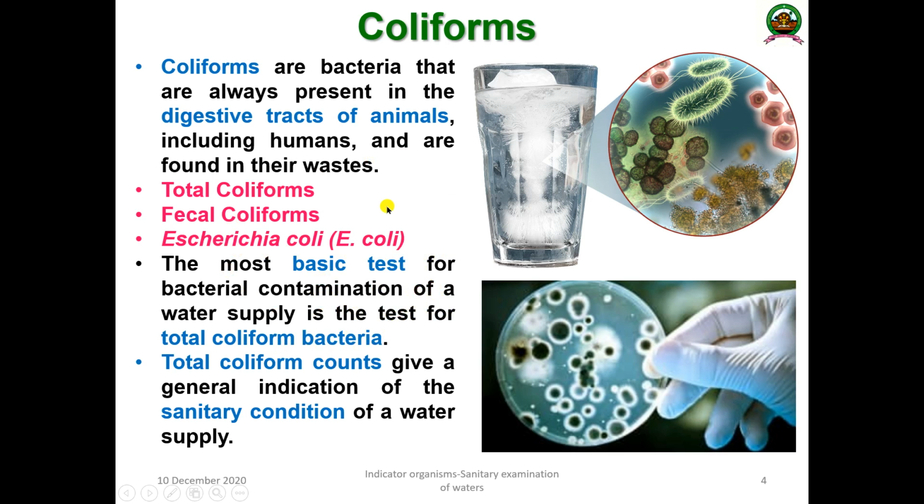That is what I told you. So in order to check that the water is of good quality, what you need to do is count the total coliform bacteria present in the sample. This total coliform count gives a general indication of the sanitary condition of the water. So how will you get to know that the water is safe to drink? If you check the total coliform count, you will be able to tell the water is good to drink.